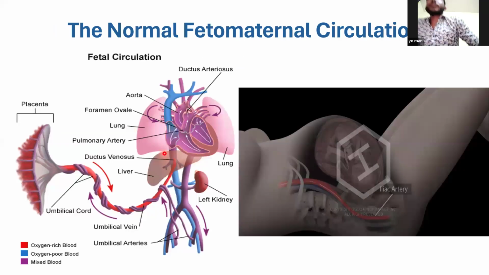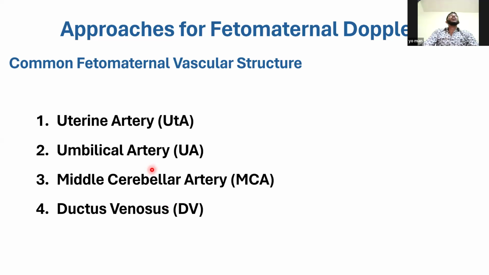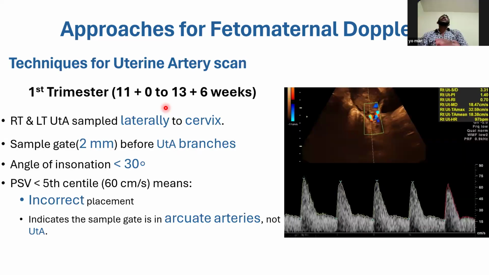So let's get down to clinical applications of the Dopplers. So the common feto-maternal vascular structures to be investigated by Doppler ultrasound are, first, the uterine artery, second, the umbilical artery, third, the middle cerebral artery, and fourth, the ductus venosus.